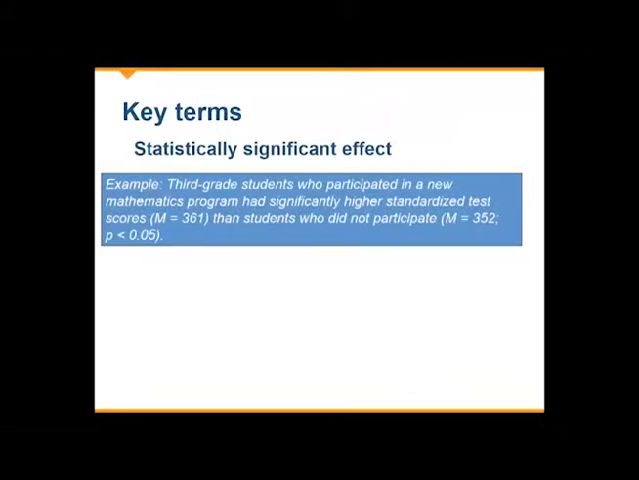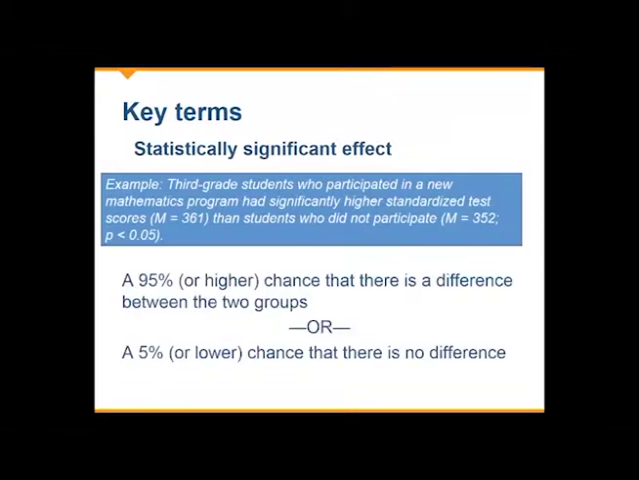So, statistically significant effect. For example, third grade students who participated in a new mathematics program had statistically higher standardized test scores than students who did not participate. The students who did participate in the mathematics program had a mean score of 361. The students who did not participate had a mean score of 352, and there is a 95% chance that that would happen again. That is a statistically significant effect. So a 95% chance that there's a difference between the two groups. This was statistically sound work.